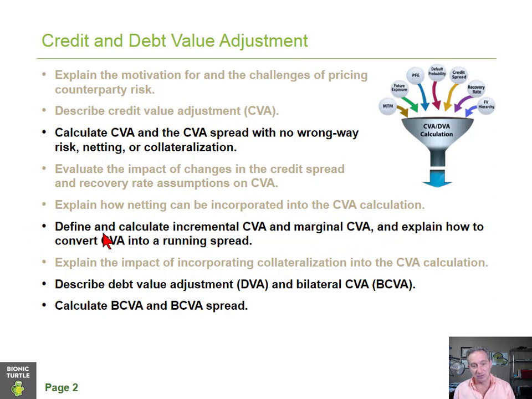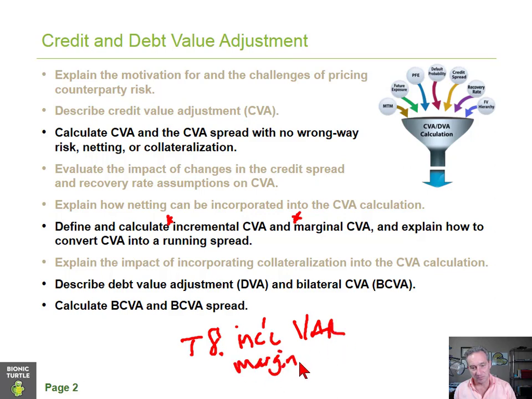But we will look at define and calculate the incremental CVA and the marginal CVA. And so these terms are significant. And I know that we're earlier than topic 8, but I just want to sensitize us to the analogy here. In topic 8, investment risk, there is incremental value at risk and marginal value at risk.